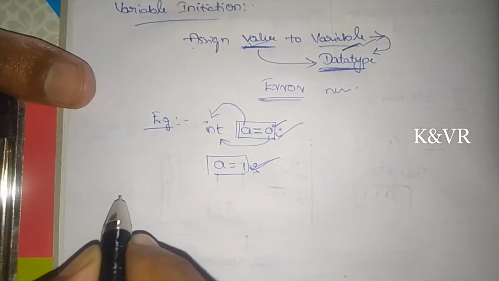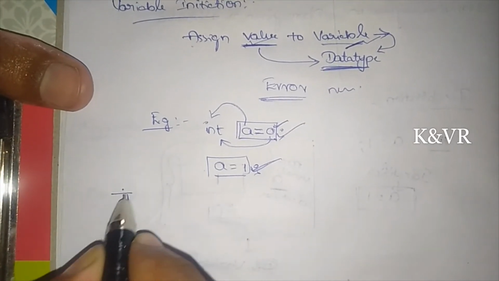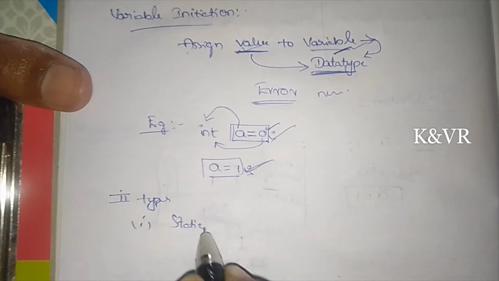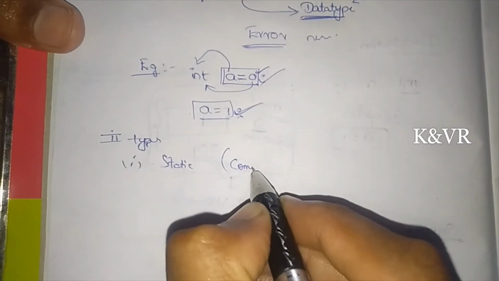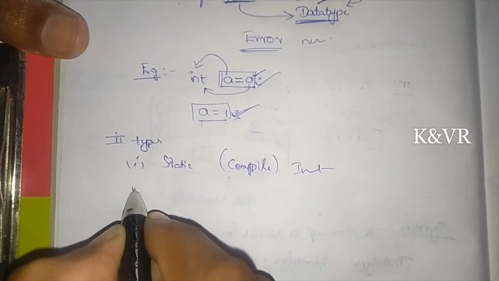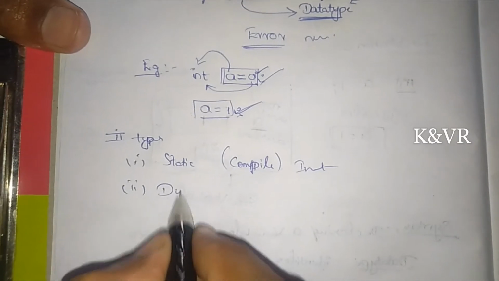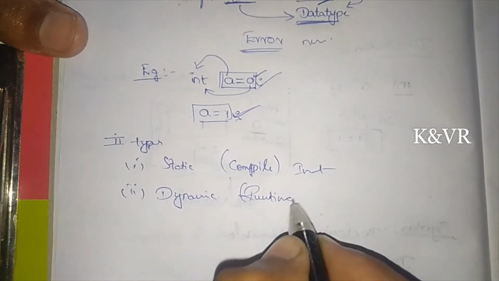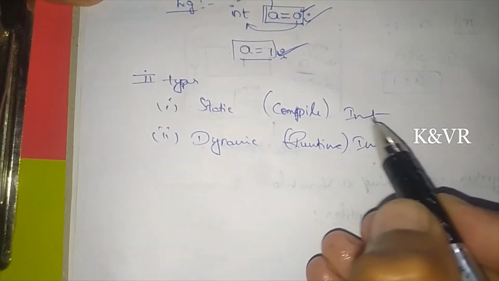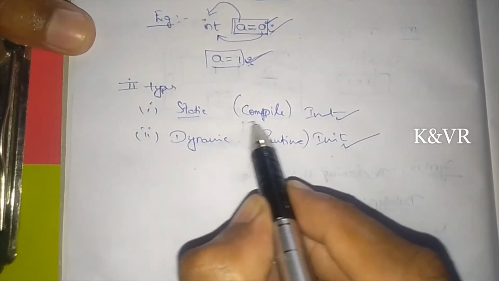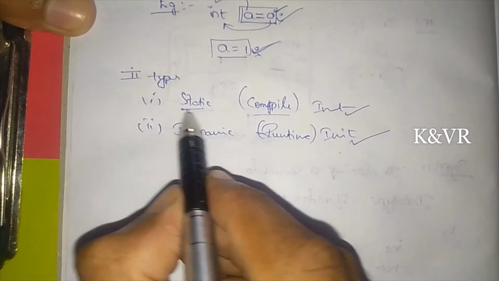There are two types of initializations. First one is static, which we also call compile time initialization. Second one is dynamic, or runtime. What is the difference between static initialization and dynamic initialization? Static initialization, or compiler initialization, is not user friendly.